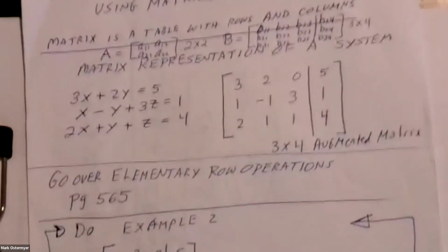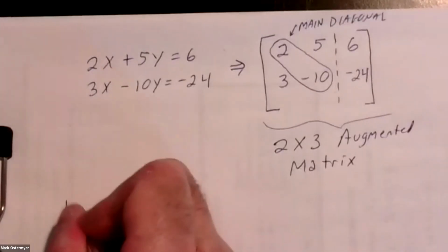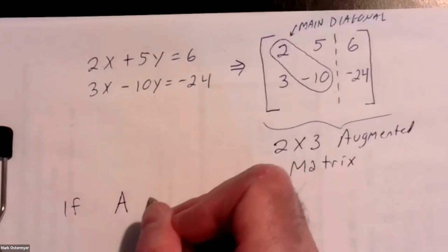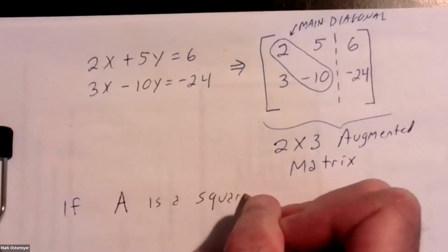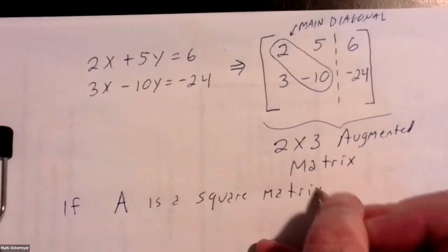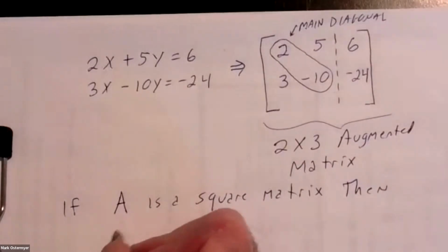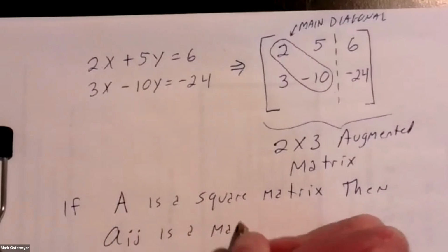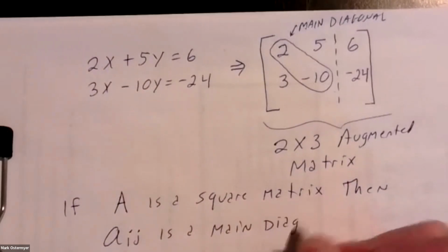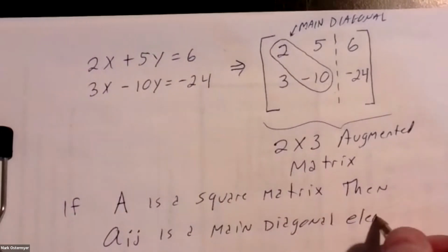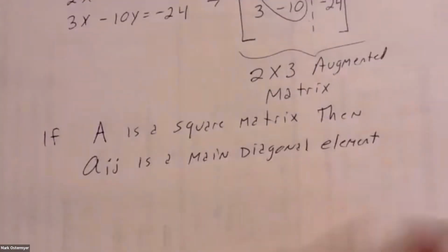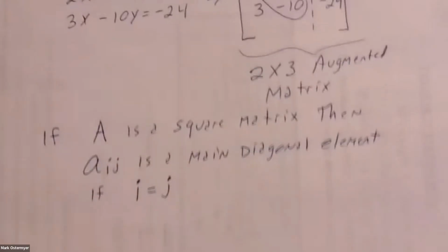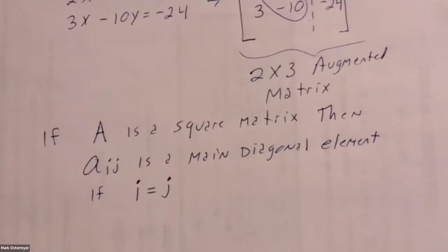So if you have a square matrix, let's say that if A is a square matrix, then A sub ij is a main diagonal element or lies on the main diagonal if i equals j. You see that there? Yeah.